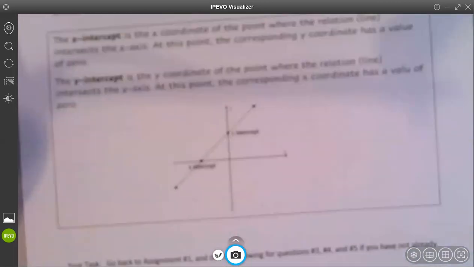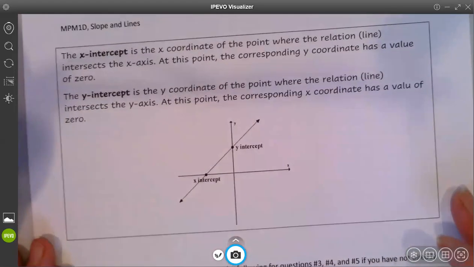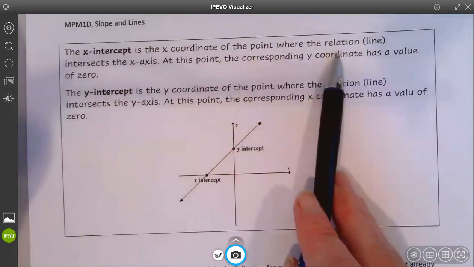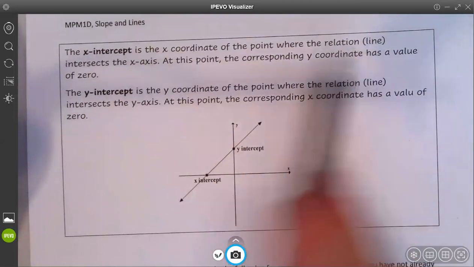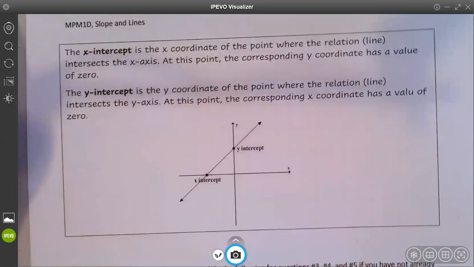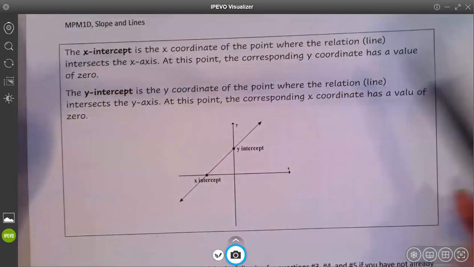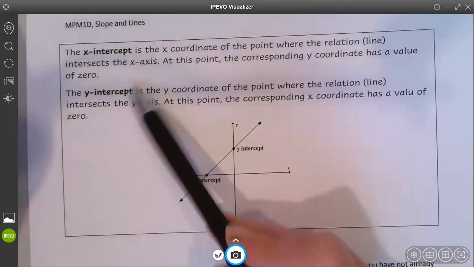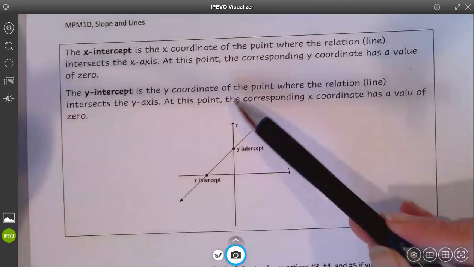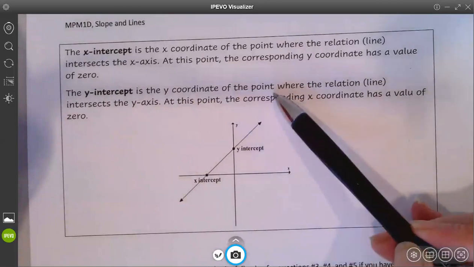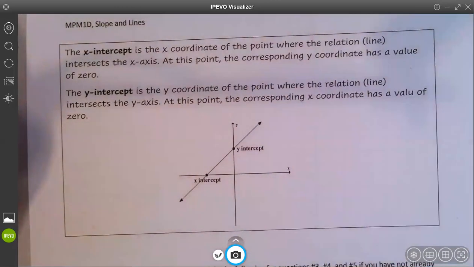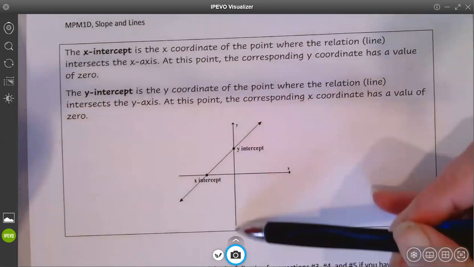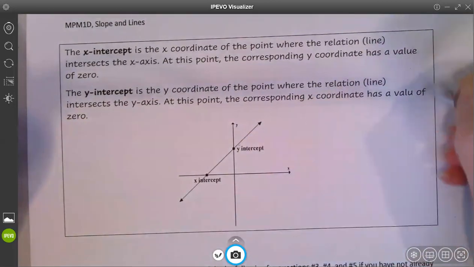To summarize the new concepts, the x-intercept is the x-coordinate of the point where the relation, in our case, it's a straight line, intersects the x-axis. At this point, the corresponding y-coordinate has a value of 0. The y-intercept is where the y-coordinate of the point intersects the y-axis. When you intersect the y-axis, the corresponding x value is 0.